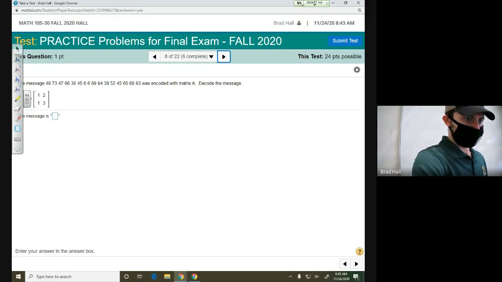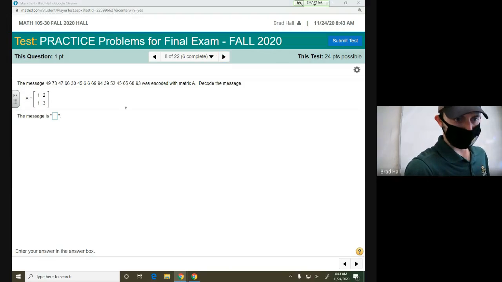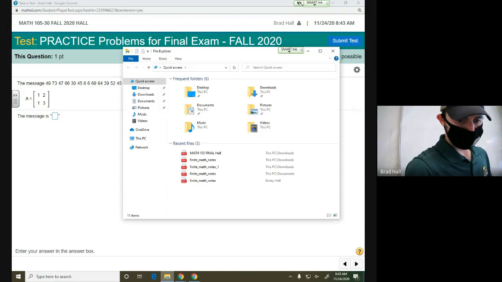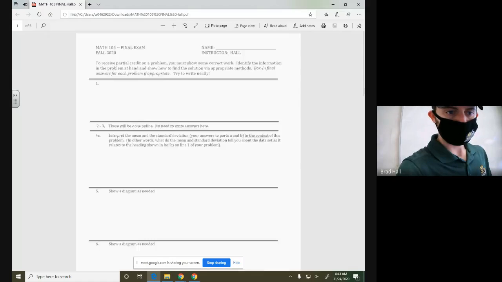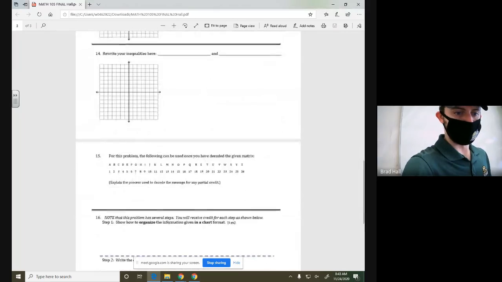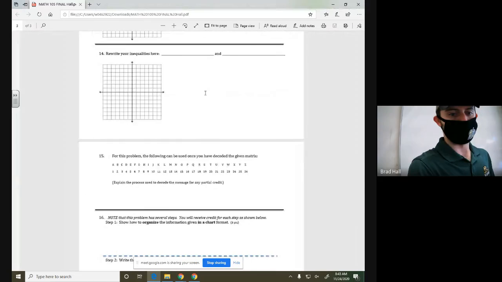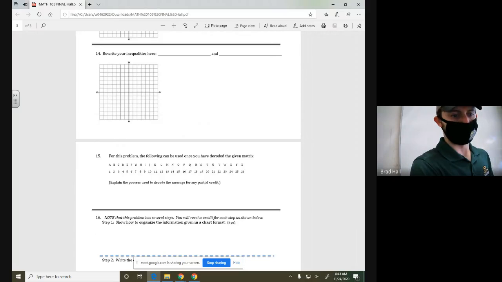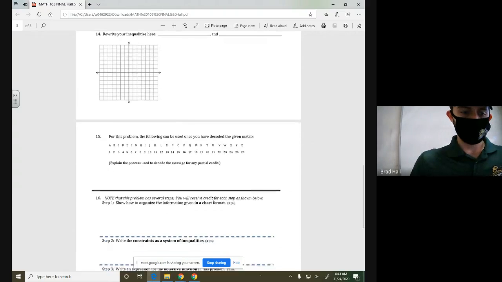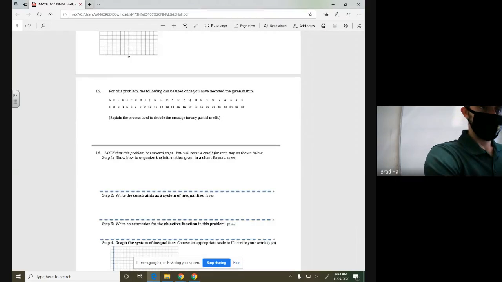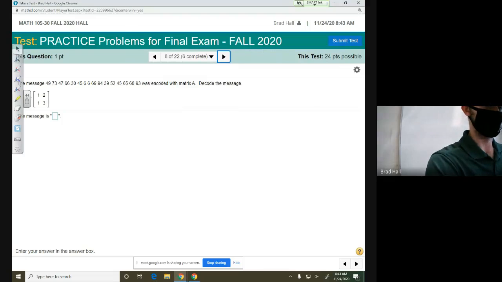I'm going to detour real fast. Downloads, here we go. So as you can see, they do provide you the A through Z stuff, in terms of the idea that there's going to be one encryption problem on here. So there's one encryption problem on here, and this one might be good practice.